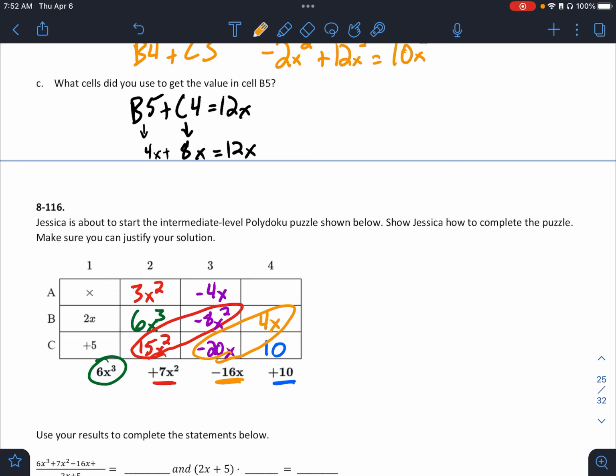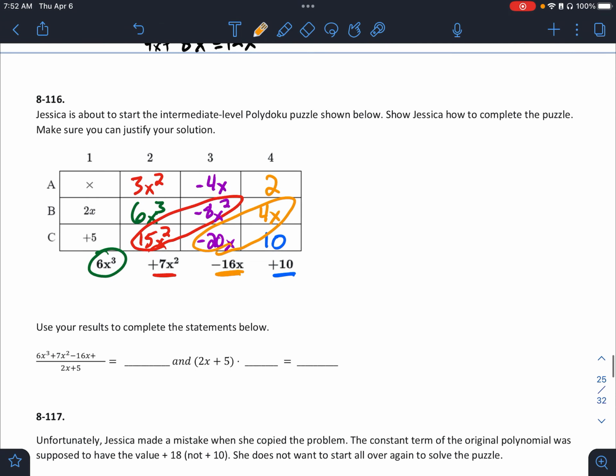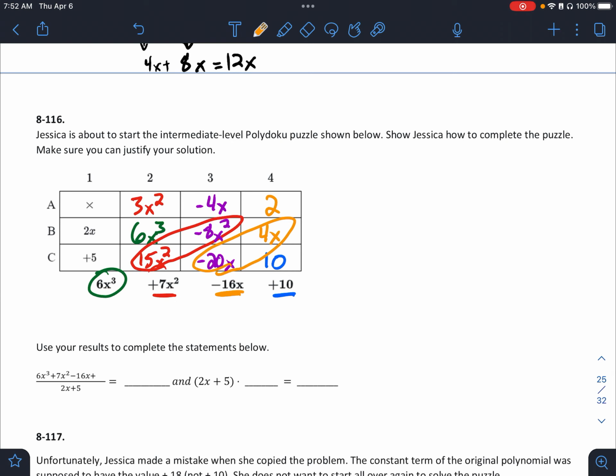Or I could work backwards here. 5 times what gets me 10? This is going to be a 2. Double check. 2x and 4x gets me this. So we're going to pause there for today. Okay. And we'll pick up and maybe even show you a different way on Wednesday. So hopefully you are starting to get a pretty good idea of this PowiDoku puzzle.